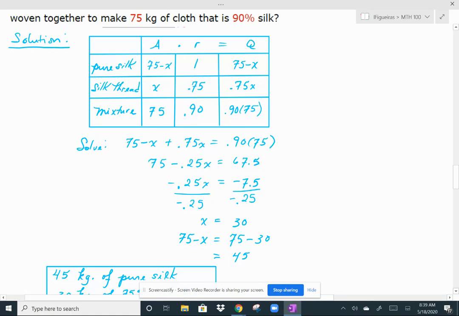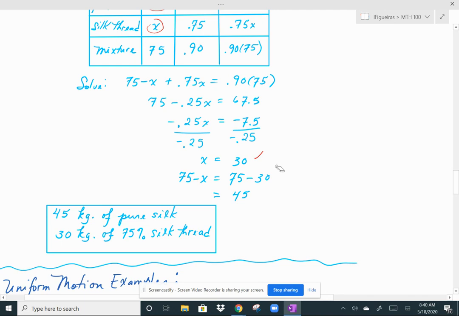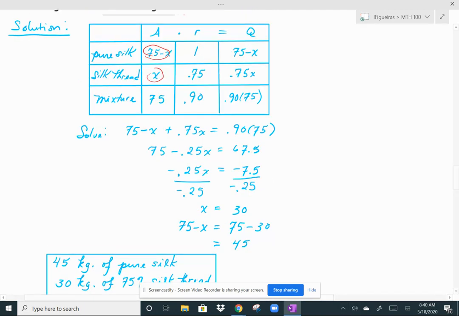Remember, 30 is the amount of the silk thread, and 75 minus x is the amount of the pure silk. So we get 30 and 45 as your answers. Okay, so that's it for mixture problems. Both cost mixture and percent mixture problems are similar. Just make sure that when you're dealing with percents that you convert your percentage to a decimal.